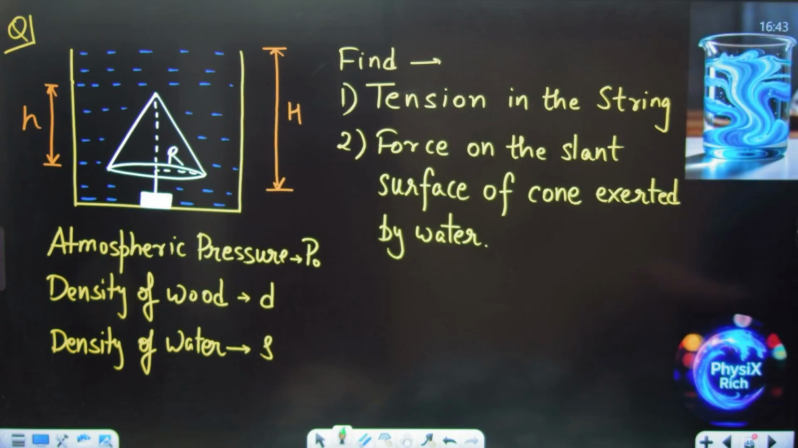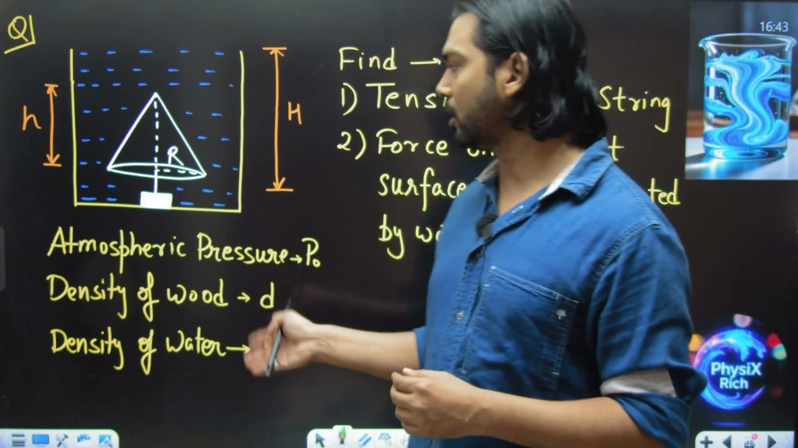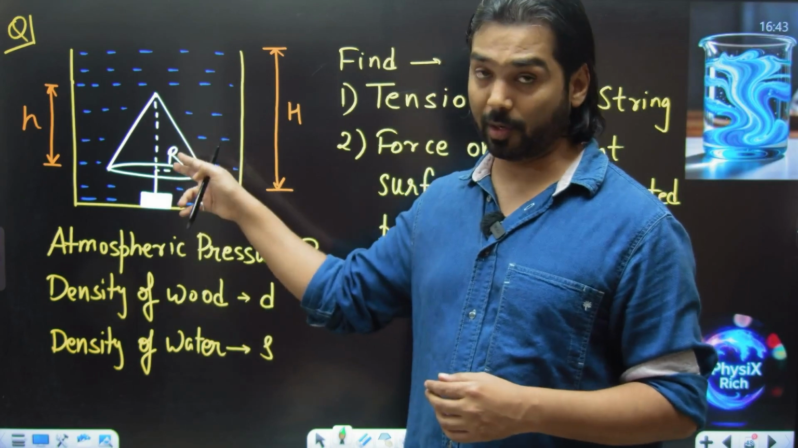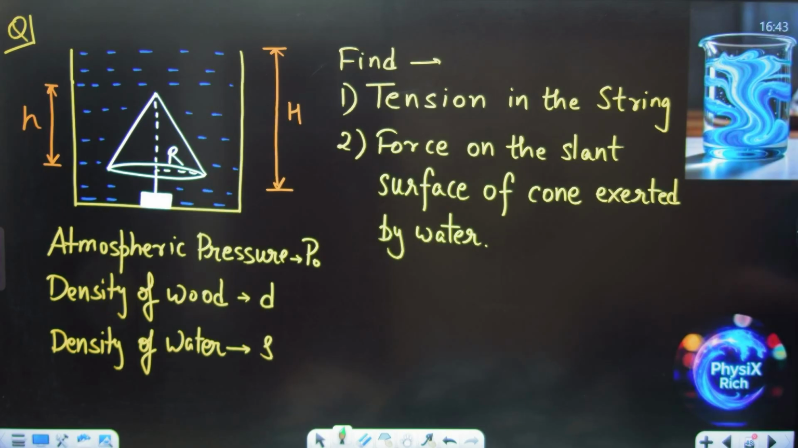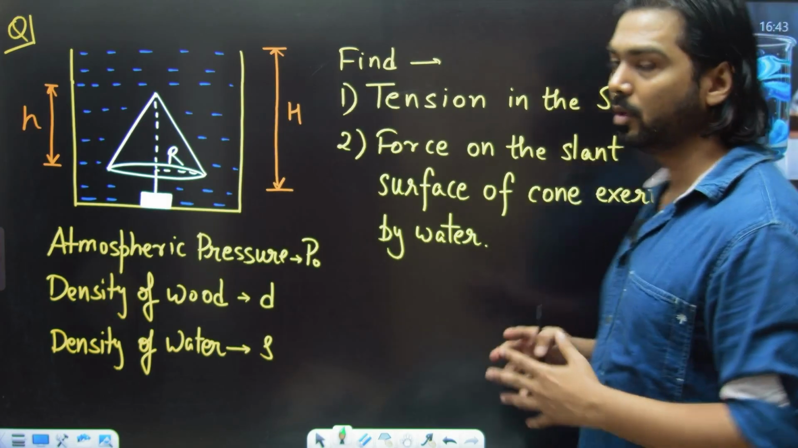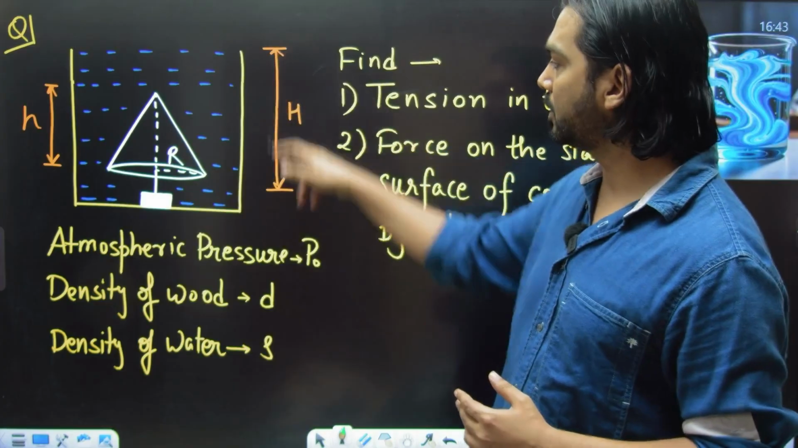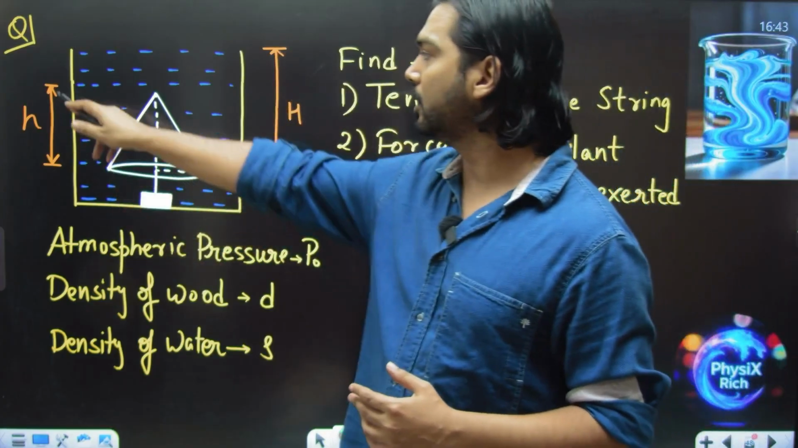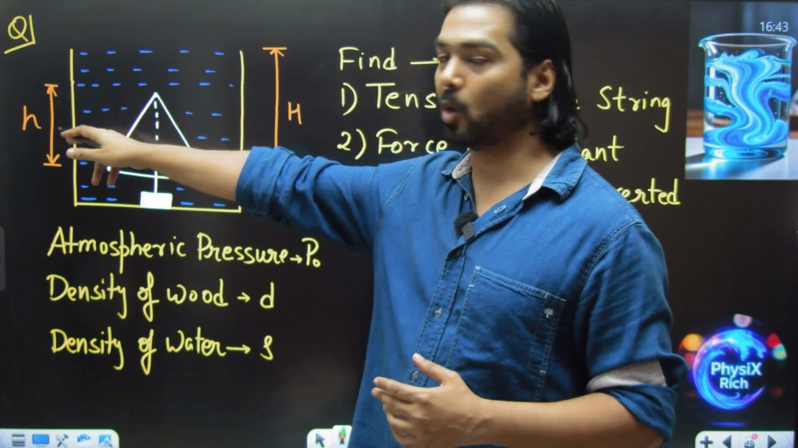Atmospheric pressure is P naught, density of this wood is D, and the density of water is rho. This cone is made of solid wood. You are supposed to find out the tension in the string, the force on the slant surface of the cone by the water. It's been given to us that the height of the fluid is capital H. The height of the cone is small h.